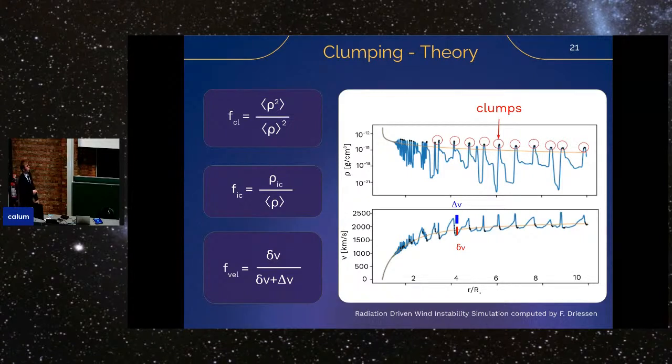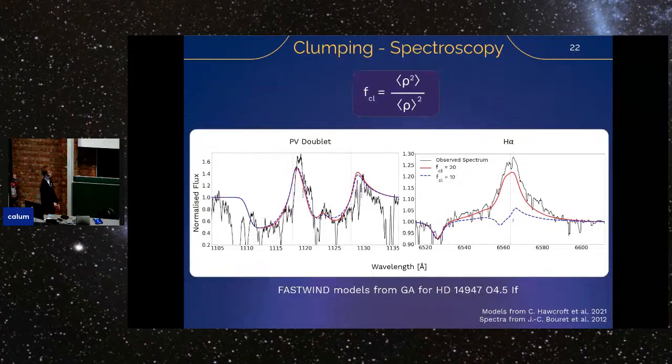And as I mentioned before, these clumps have velocity spans that we have to consider as well. And so this factor is the ratio of the velocity covered by the clumps to the velocity of the material that isn't in a clump, essentially. And in essence, it works like, if the clumps are covering more velocity space, you have a higher chance of interacting with material in the clump as you're moving out of the star, if you're a photon. And so now I can show you what actually happens to the profiles.